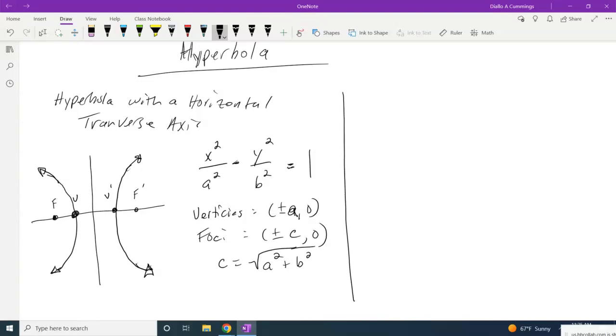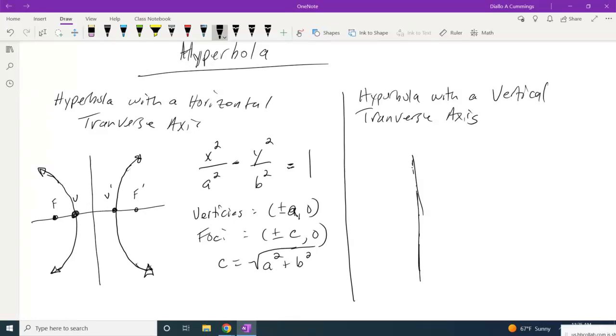All right, the next model form is a hyperbola with a vertical transverse axis. So our graph will open up and it's going to open down.